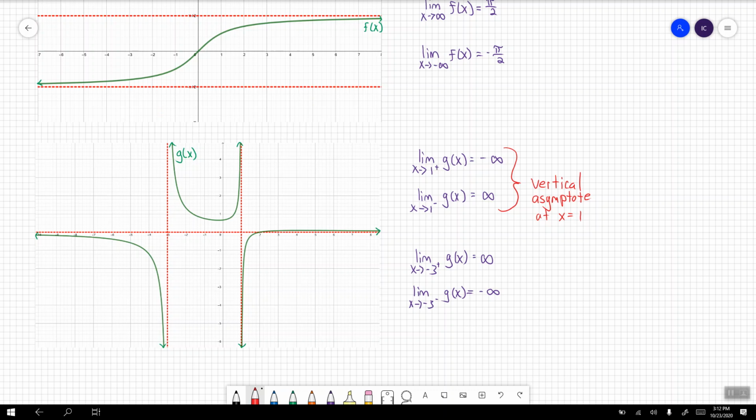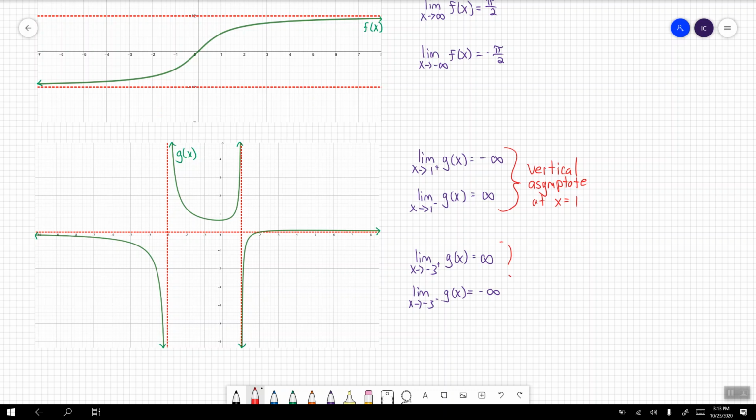So when your limits approaching a certain value from the left and right hand side evaluate to infinity or negative infinity, it implies that we have some sort of vertical asymptote. Again, we want to make sure those are the observations we make for this particular section.